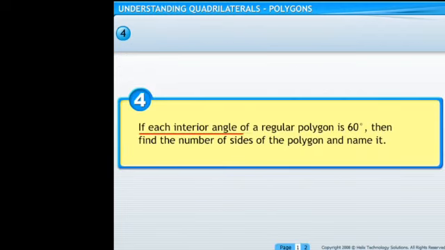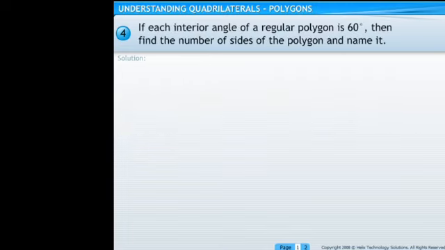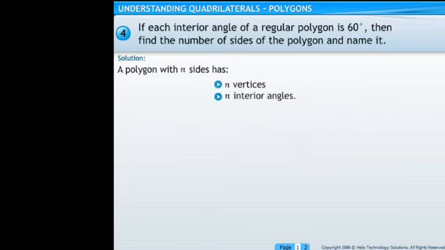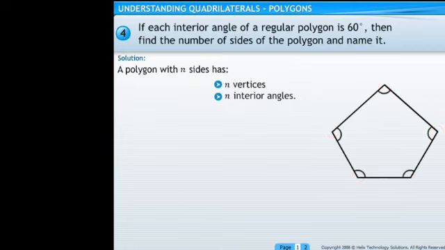If each interior angle of a regular polygon is 60 degrees, then find the number of sides of the polygon and name it. We are given a polygon with each interior angle of measure 60 degrees. We have to find the number of sides. To solve this problem, we will revise some properties of a polygon. If a polygon has n sides, the polygon will have n vertices and n interior angles. For example, for a pentagon, we have 5 vertices, 5 interior angles.